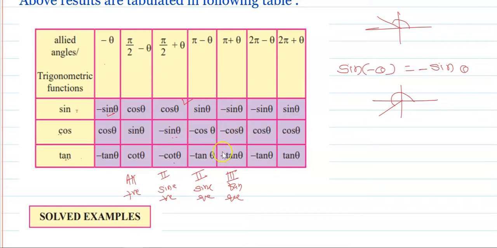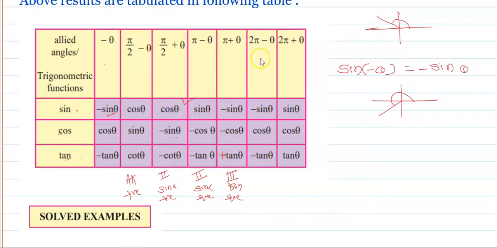Here the textbook has a mistake. Okay, I will write here a plus sign. Tan of pi plus theta is tan theta because tan is positive in the third quadrant, and as there is a pi angle, an integral multiple of pi angle, the function remains as it is. Therefore, tan of pi plus theta is tan theta.